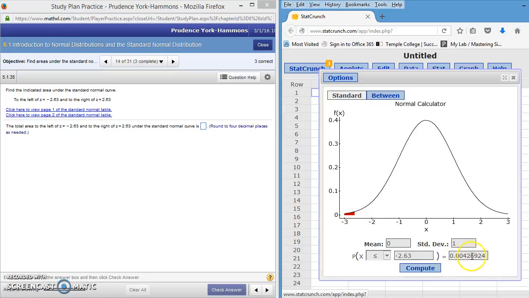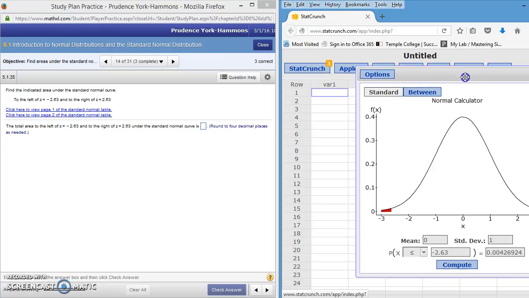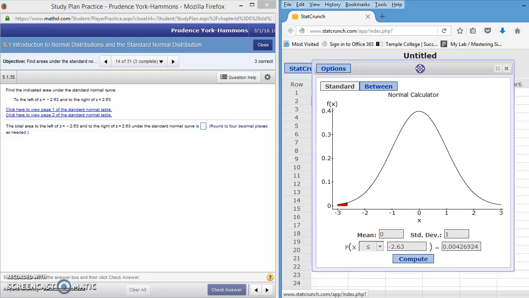And note that the value, I'm just going to see if I can copy this and paste it in my table. But that was for the negative value. So I'm going to see if I can put this in my table here. And it's there. So that was the one for less than negative 2.63.